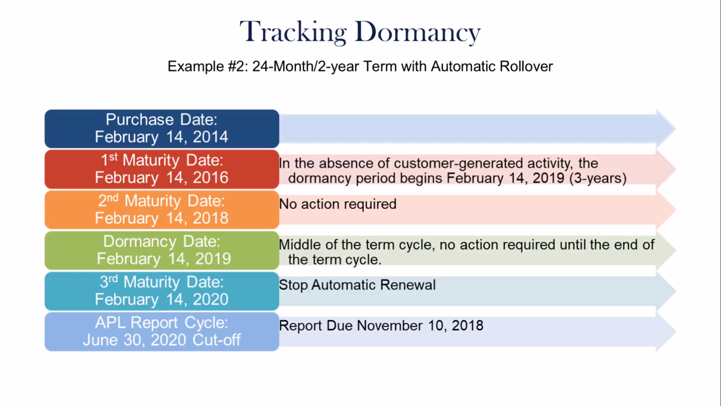In example number 2, the time deposit was purchased on February 14th, 2014, has a 24-month or 2-year term, and automatically rolls over. The first maturity date under the terms would be February 14th, 2016, and in the absence of customer-generated activity, the dormancy date would be February 14th, 2019. No action is needed on the second maturity date. Notice, since the dormancy date falls in the middle of a term cycle, no action is required until the third maturity date of February 14th, 2020, in which automatic renewal should be stopped in the absence of customer-generated activity.